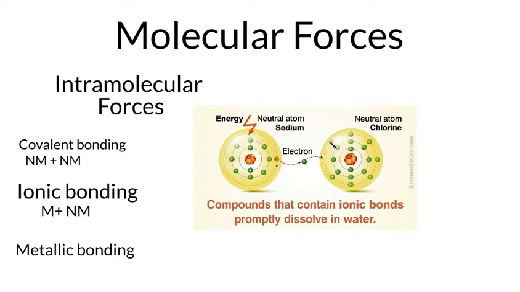In chlorine, in the last shell, there are 1, 2, 3, 4, 5, 6, 7. To make it stable, it needs 1 more for 8. So that's when chlorine meets sodium. And chlorine says, hey, I need that 1 electron, just please give it to me. And sodium does not want the electron.